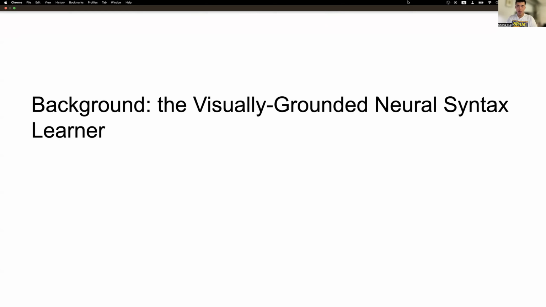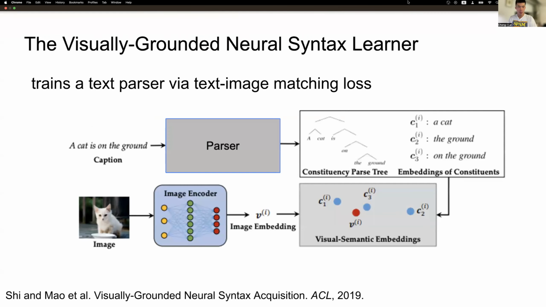VG-NSL induces constituency parse trees from text with the guidance of vision. As shown in the diagram below, VG-NSL leverages the image embedding and guides the parser to produce a parse tree. The parser takes in a text caption and returns a parse tree. So we're going to focus specifically on how this parser is designed and how the parse structure is induced in this process.